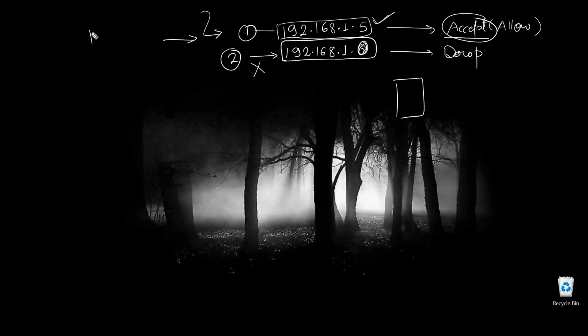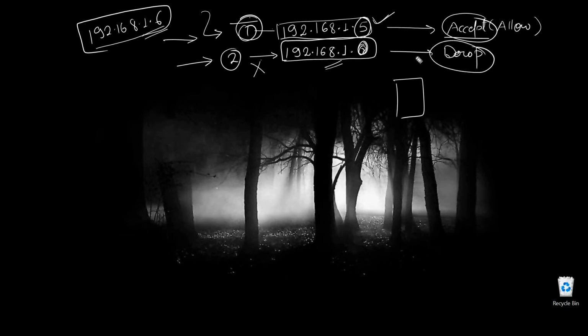Now, by chance, if any other IP address, 192.168.1.6, is trying to access the network, or hitting the firewall, what will happen? It will not match this rule because this is not the .5 IP. So it will not match this rule, right? What it will do? It will check for the second rule. Now, when it is checking the second rule, it finds that this 1.6 IP address is from this subnet, right? So it will simply drop the packet.